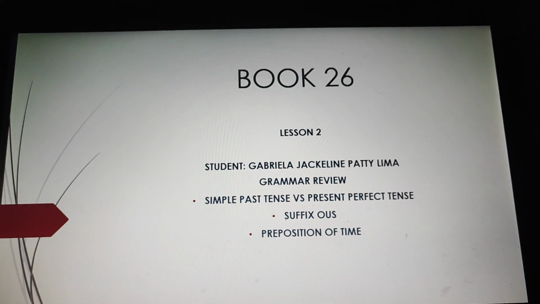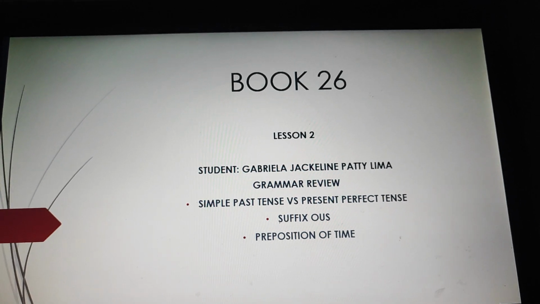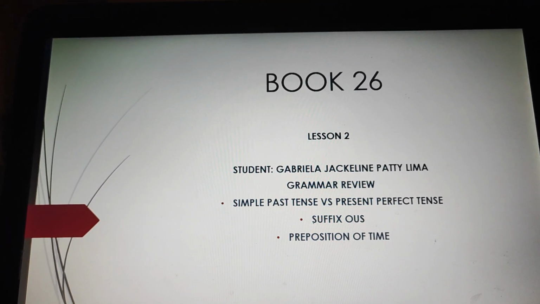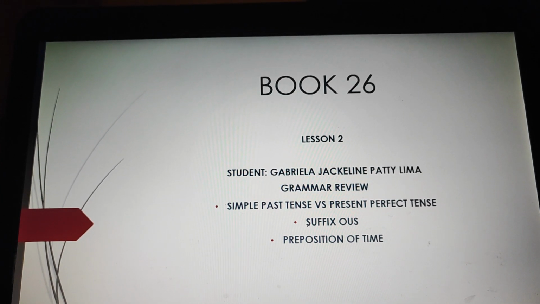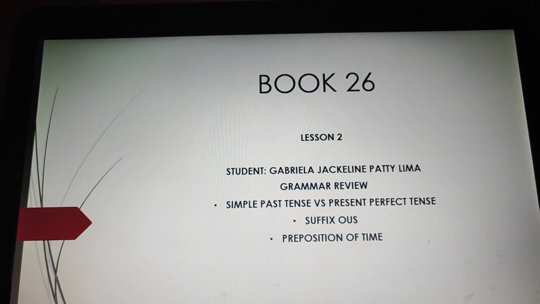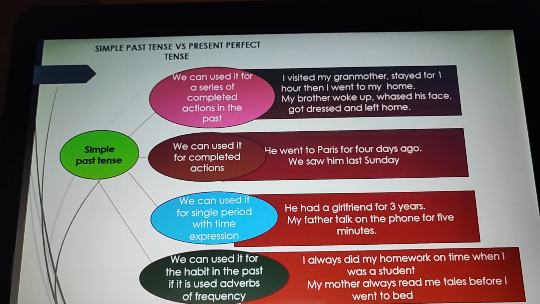In this opportunity, I'm going to talk about Book 26, Lesson 2, Grammar Review. The grammar that I will explain are simple past tense versus present perfect tense, suffix "os", and preposition of time. Let's start with the first grammar: simple past tense versus present perfect tense.